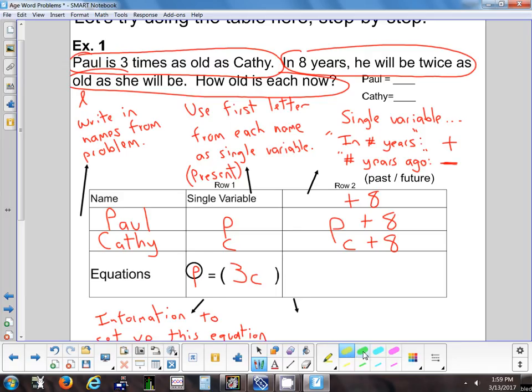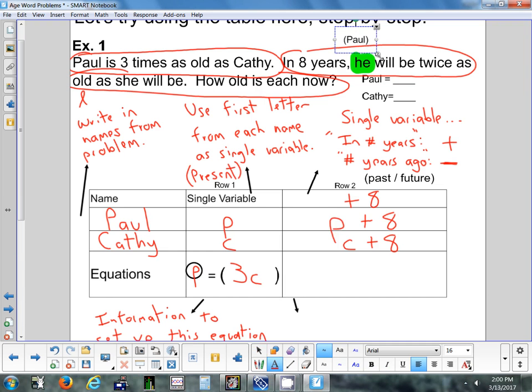Wherever I see Paul in the second sentence, that's how we're representing him now. Because Paul's mentioned in that second sentence, I'm representing him as P plus 8, because we're representing him in the future. Same thing with Kathy, or she, or her. Where I see her name in the second sentence, I'm going to represent it as C plus 8. Just like we did here in the present, Paul was P, Kathy was C. Now we're in the future. Paul's going to be P plus 8, Kathy's going to be C plus 8. All right?